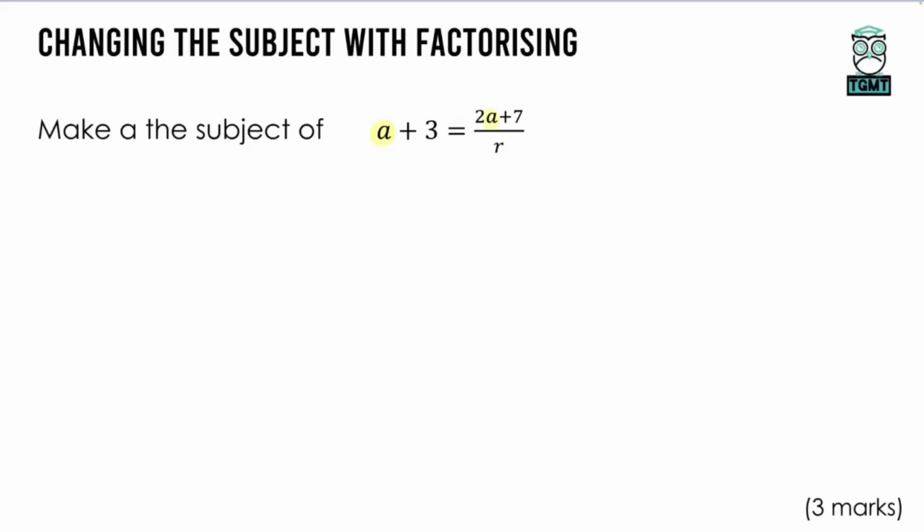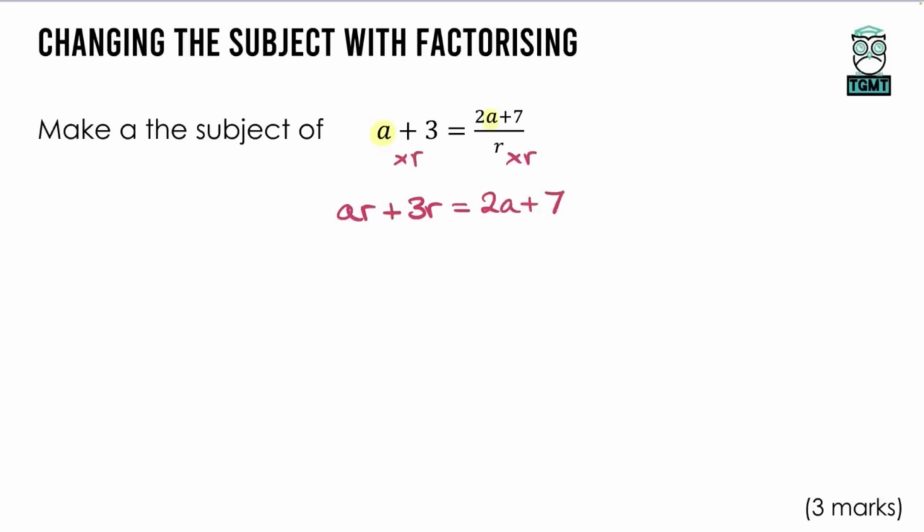So it's not sufficient just to minus the 3 and then have it as a equals because there's another a on the other side of the equal sign. So we need to get all the a's on the same side. To do that, we're going to need to unlock the right-hand side by multiplying by r. So the first thing I'm going to do is multiply by r, and that's going to give us ar plus 3r on the left-hand side. We'll then just have this 2a plus 7 on the right.